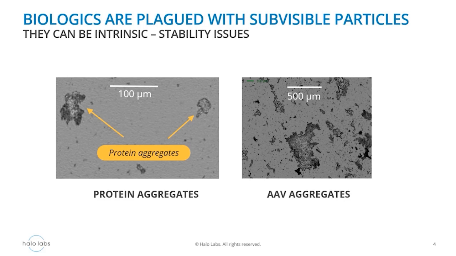And we have two examples of that here. On the left, we have large protein aggregates. They're around 100 microns in size. But on the right, we have a gene therapy product where we have these large AAV aggregates. And we see some smaller ones and some larger ones. But the larger ones are even around 500 microns in size.